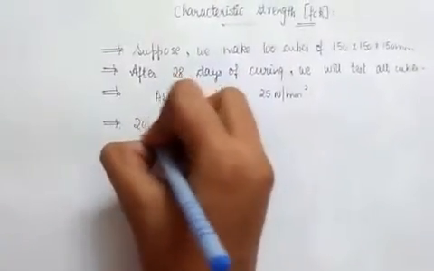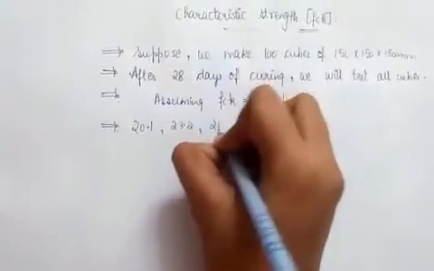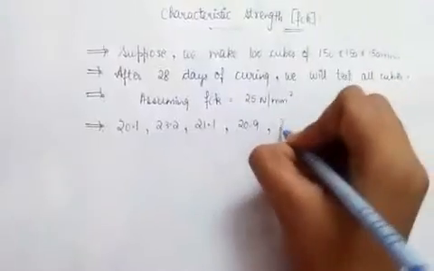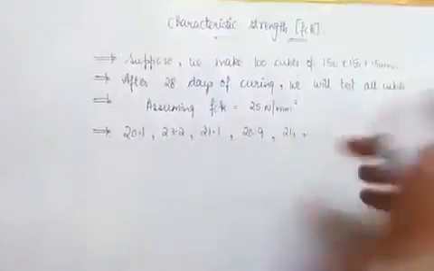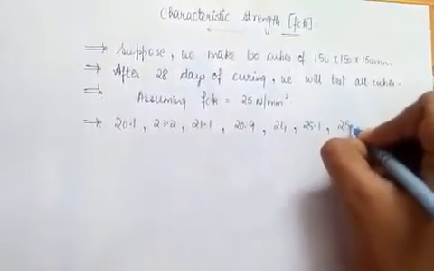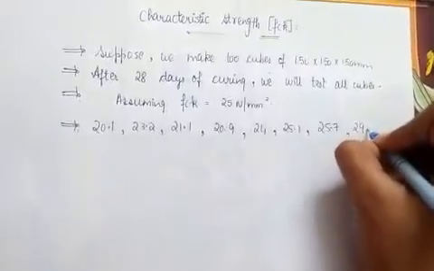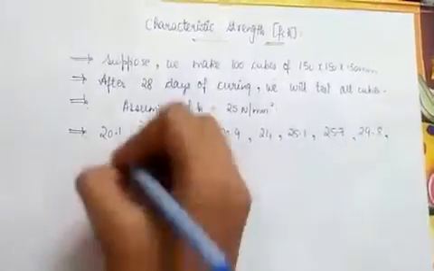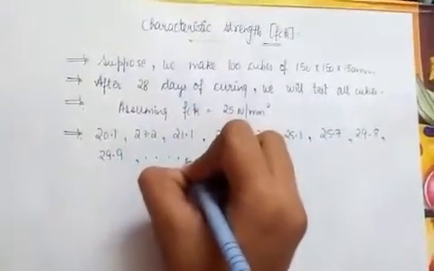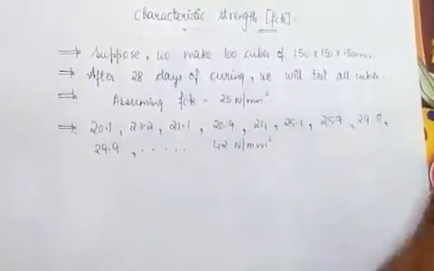We can get 20.1, 23.2, 21.1, 20.9, 24, and we can even have 25.1, 25.7, 29.8, 29.9, and it can even go till suppose 42 Newton per mm square.